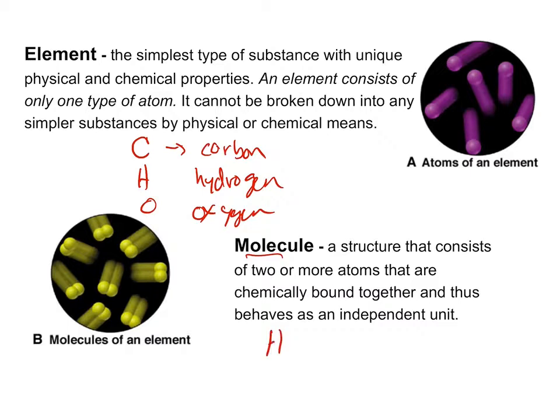So for example, water is a very common substance and it is considered a molecule. We've got hydrogen and oxygen, so it fits the definition here where we have two or more atoms that are chemically bound together. And so water is an example of a molecule. Carbon dioxide is another example of a molecule. Again, we'll come back to that and talk about that definition more broadly.